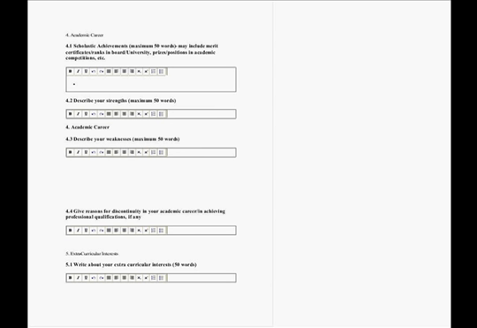Scholastic achievements we have covered, describe your strengths we have covered, describe your weaknesses we have covered. Give reasons for discontinuity in your academic career in achieving professional qualifications, if any. Also, there was this question, academic career.